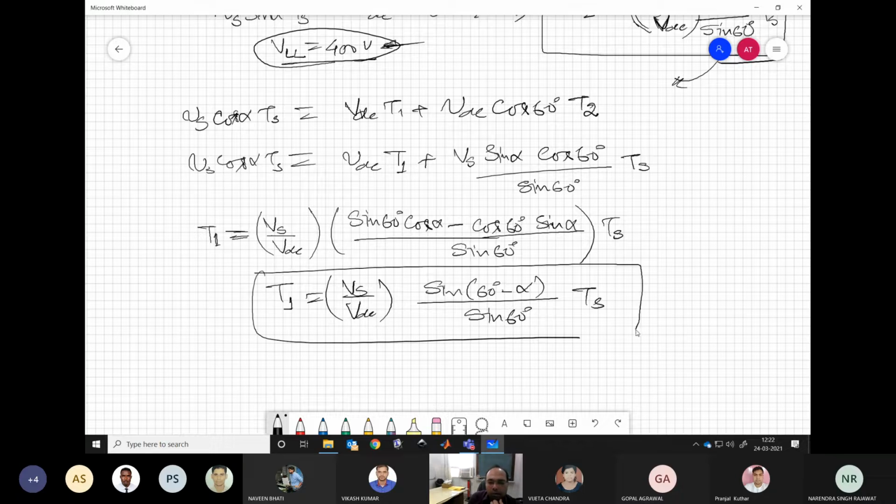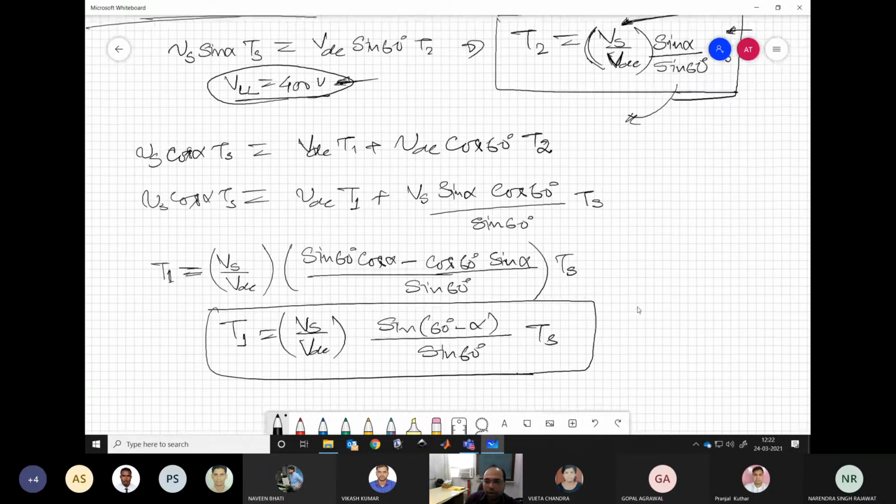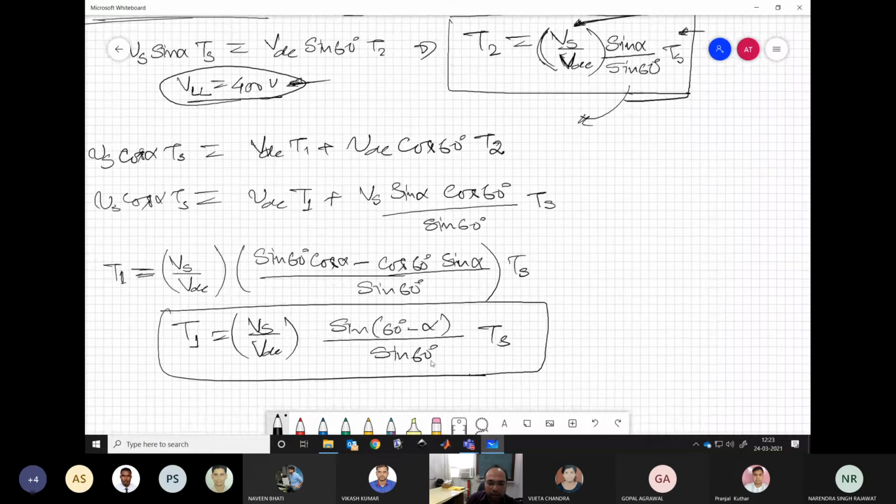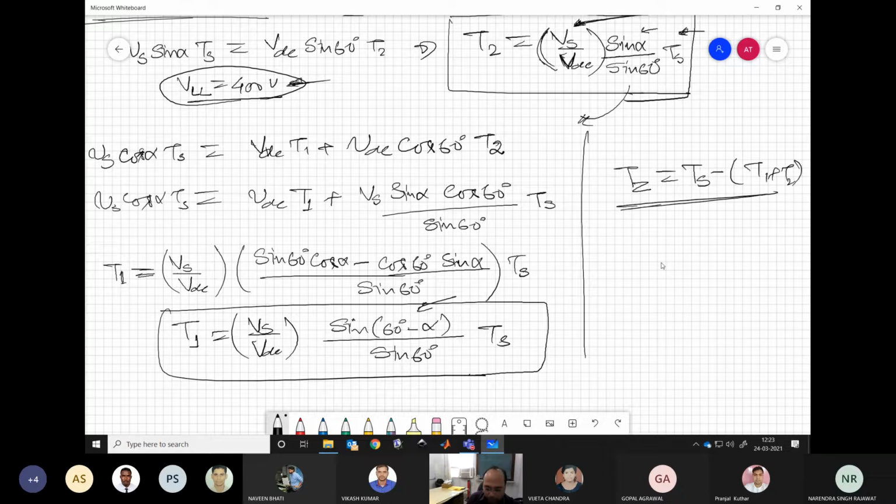If you are trying to remember, then you can make up some similarity. Vs by Vdc is common, Ts is common in both the expressions, and the denominator sin 60 degree is also common in both. The only different thing is that T1 has sin of 60 minus alpha and T2 has sin alpha. And then when we know T1 and T2, we can have Tz equal to Ts minus (T1 plus T2). This time we can compute.